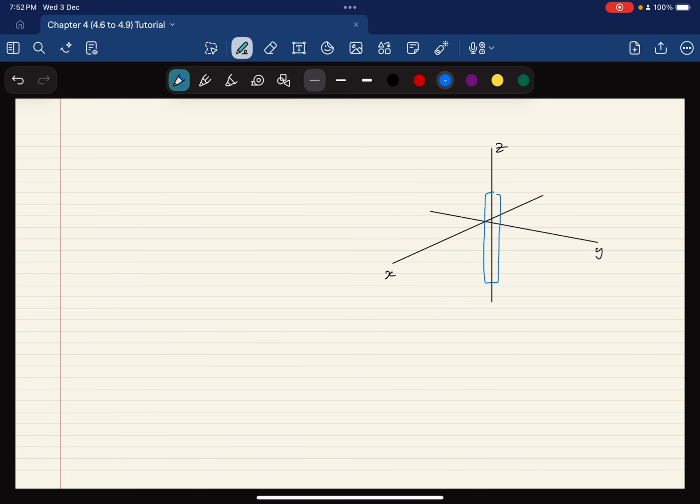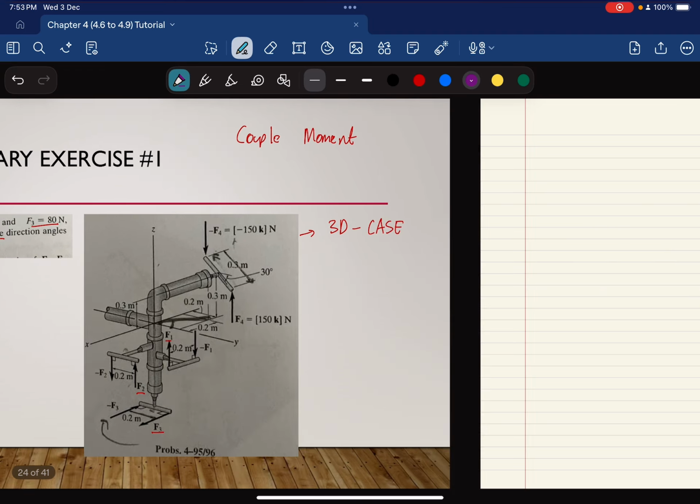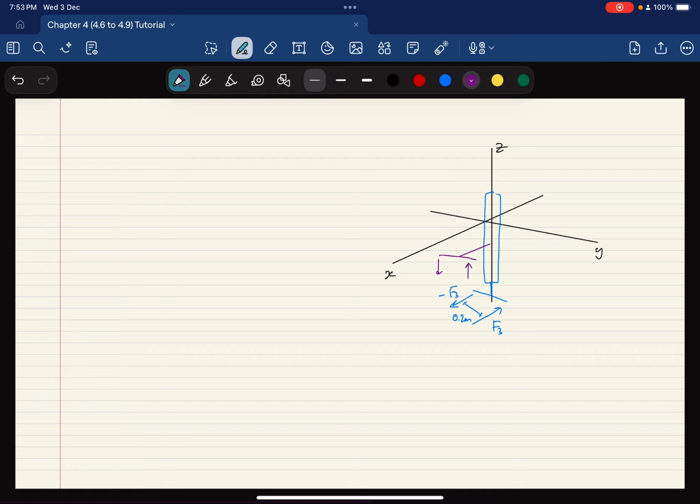Okay, and it has a moment, right, which I'm going to draw here, and this is caused by the force F3, negative F3. Okay, and the distance here is 0.2 meters. Now I'm also going to use a different color here, and we have a force here, which is caused by F2, negative F2 and F2, and it's also 0.2 meters.